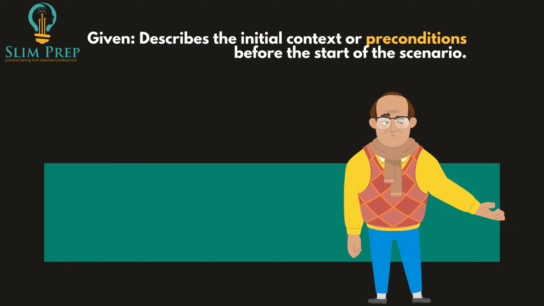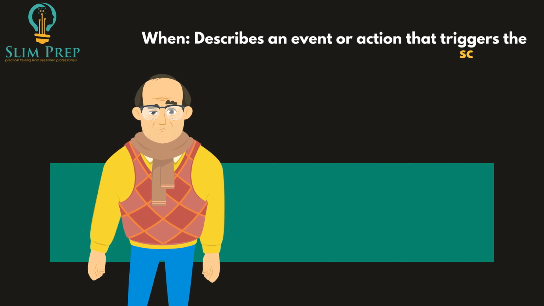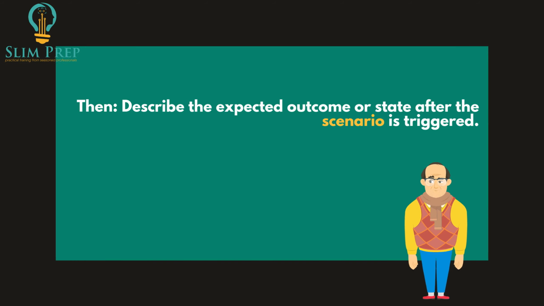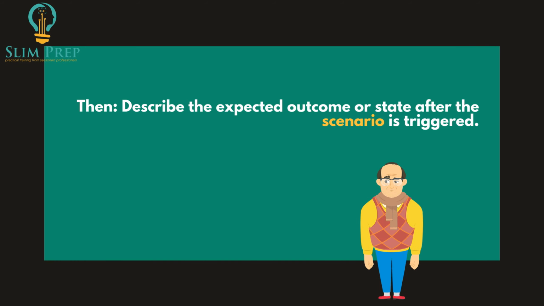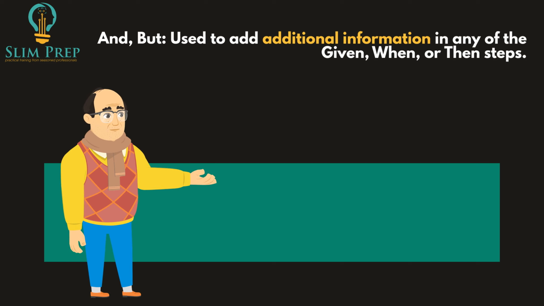describes the initial context or preconditions before the start of the scenario. When, describes an event or action that triggers the scenario. Then, describes the expected outcome or state after the scenario is triggered. And, But, used to add additional information in any of the Given, When, or Then steps.